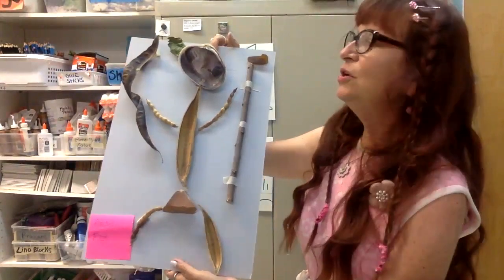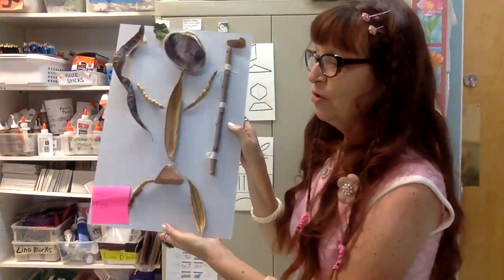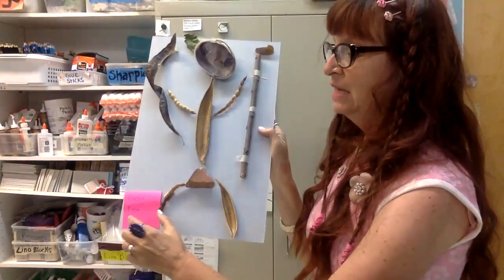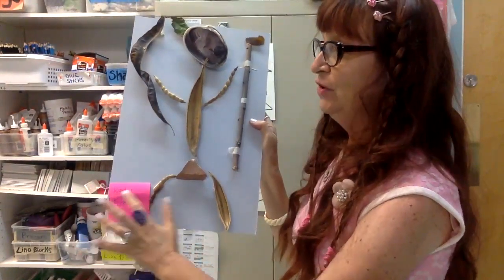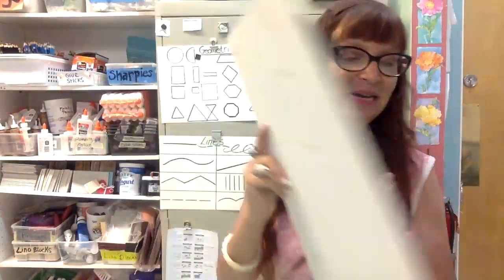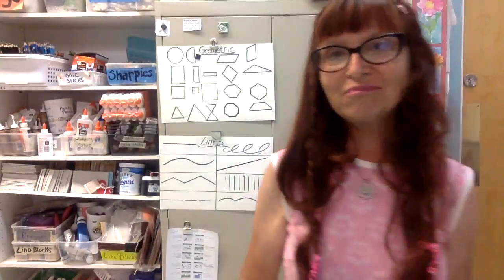And if you could please have your grown-up help you write nature being and then your first and last name. Because I teach art, I have over 200 kids, so this helps me keep organized.